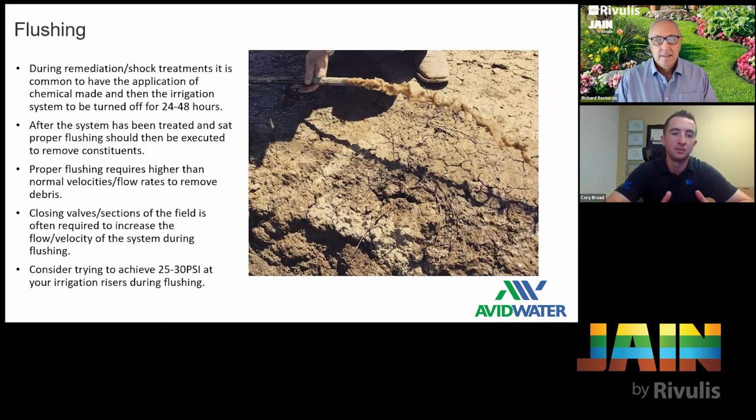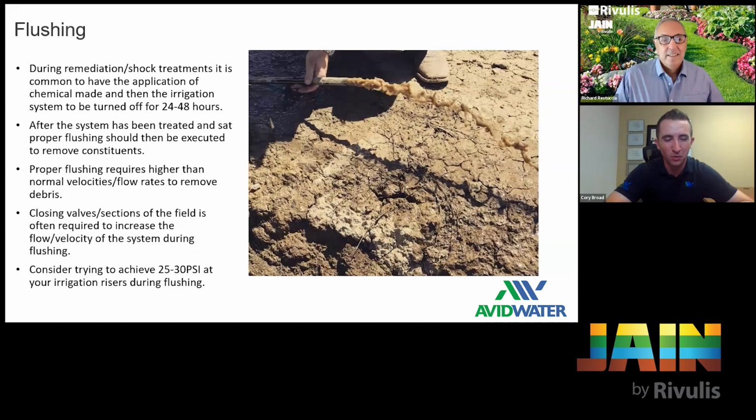A lot of times that's done by closing valves or sections of the field to increase that flow and velocity to one side during your flushing protocols. So consider trying to achieve 25 to 30 psi at your riser when the end of the line is open. That could be measured with a hose gauge. Maybe your irrigation designer, somebody at our company, can help you dial in some of those things. But the reality is just going out while the system is running in its normal state and opening up 10 hoses for a minute, that's probably not what we're recommending or what we're looking for.